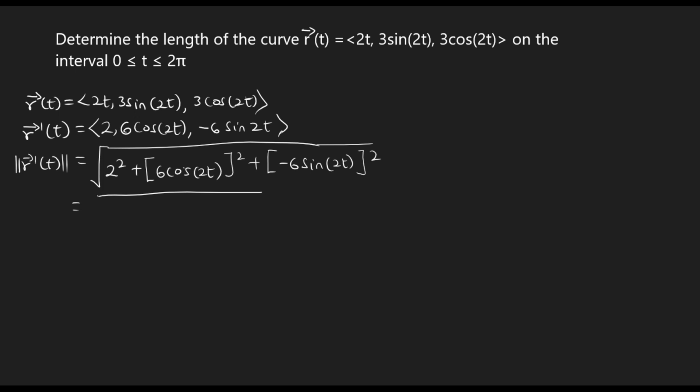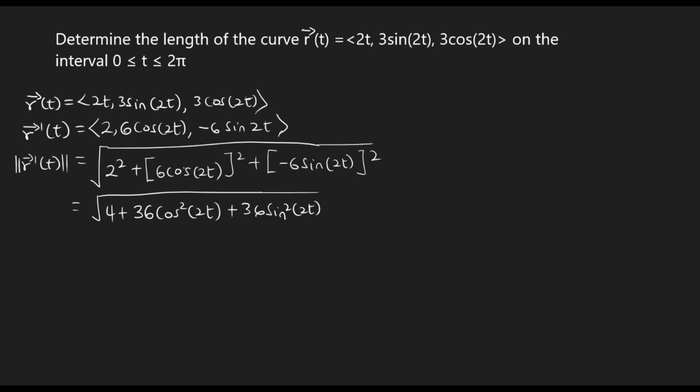So 2 squared will give us 4, and then plus, I'm first of all going to do 6 squared, which will give us 36. Let me verify that. Yes, 36. So I'm going to have 36 cos squared 2t. Okay, and then we're going to have plus, when I square the minus 6, I'm going to have 36 sine squared 2t. Okay, this is what you have now.